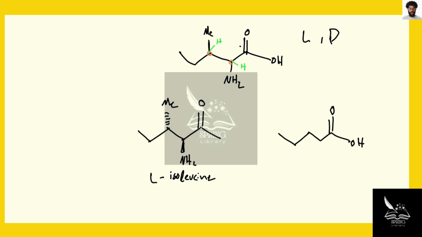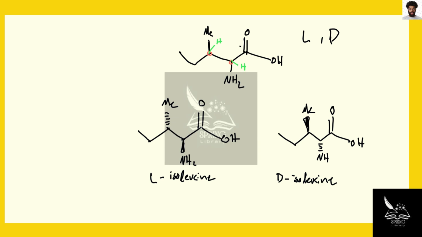Okay, so I forgot my OH. Apologies. Okay, so for D, the wedge becomes a hash here, and this hash here with the methyl group becomes a wedge. So this is D-isoleucine.